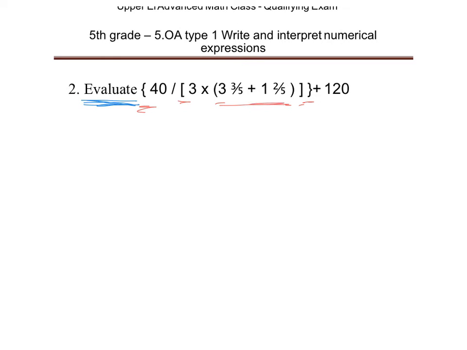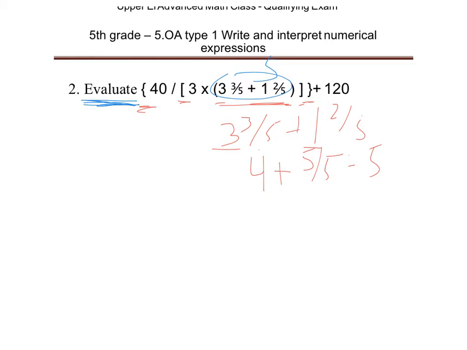So we're going to add these together, 3 3/5 plus 1 2/5. Well, 3 and 1 is 4, and 3/5 and 2/5 is 5/5. So you have 4 plus 5/5, which equals 5. So then this amount here is 5. Inside the square brackets, we have 3 times the 5 we got from the parentheses. That's going to be 15.